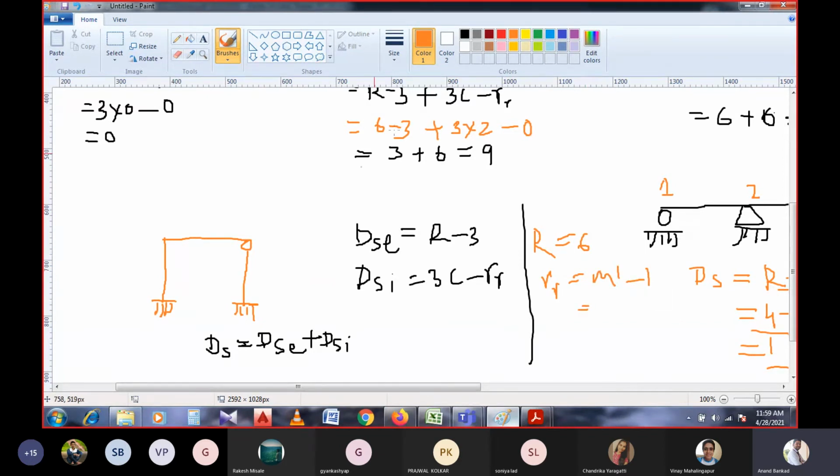So m dash is the number of beams, that is 1. There are 2 beams connected, so we have 1 rr. So ds will be having 6 minus 3, that is 3, and here we have 0 minus 1. So total ds equals 3 minus 1, that is 2. So are you getting the same answer?